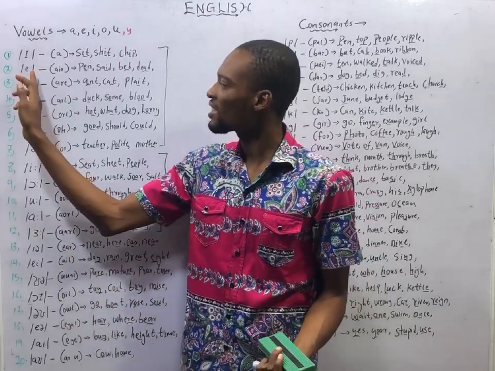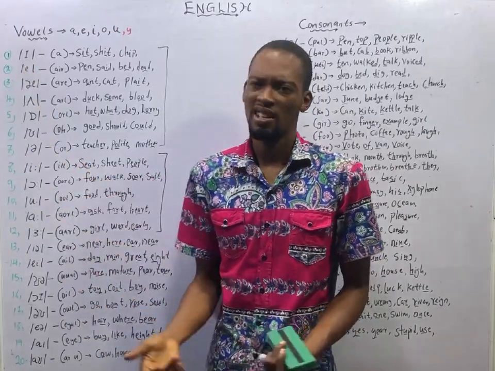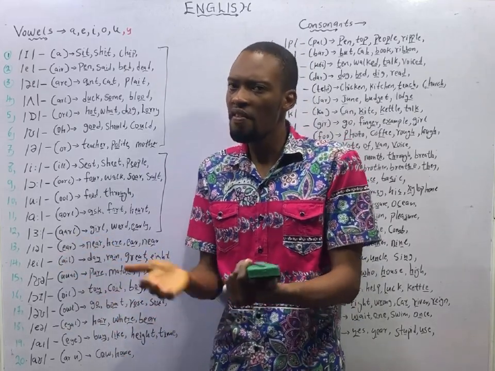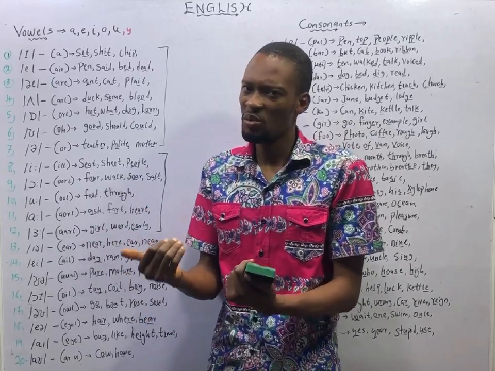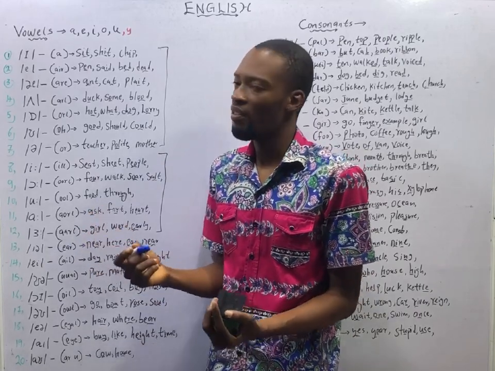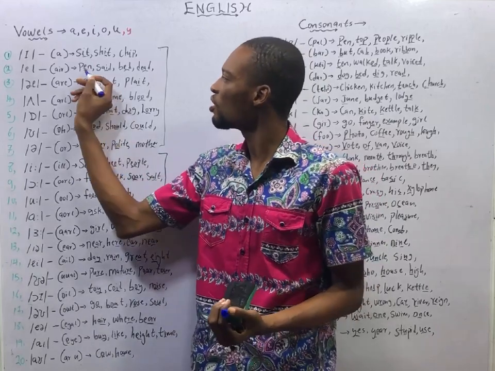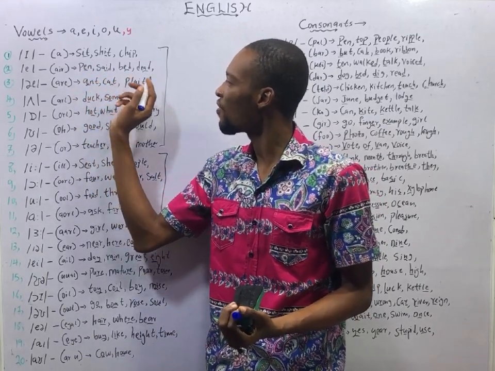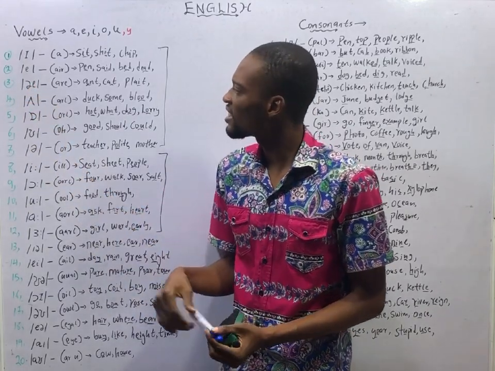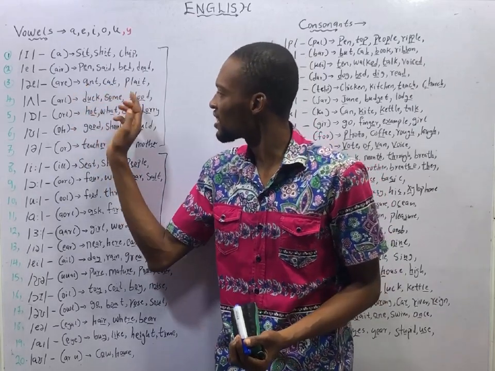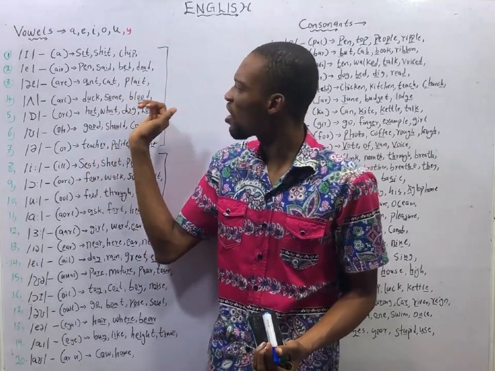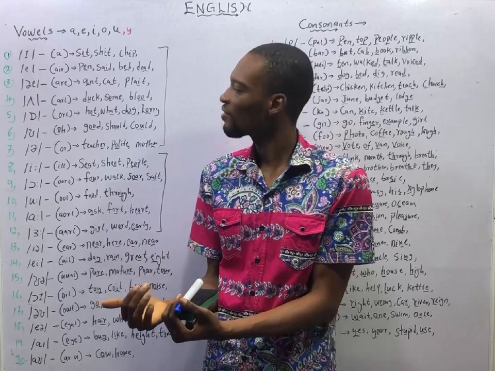The next sound is the air sound, as in pain, said, bed, dead. The words containing the air sound are pain, said, bed, dead, and so many more. This is the ah sound, as in ant, cat, plat. This is plat, not plate, because the word contains the ah sound.